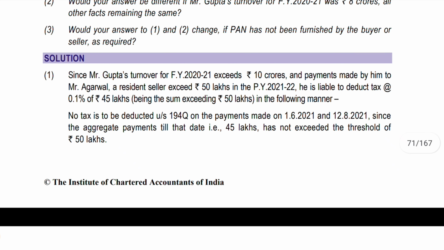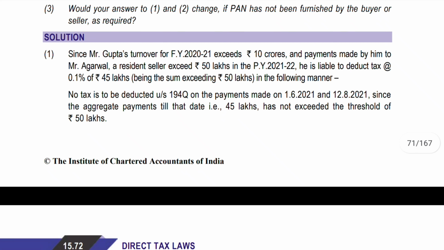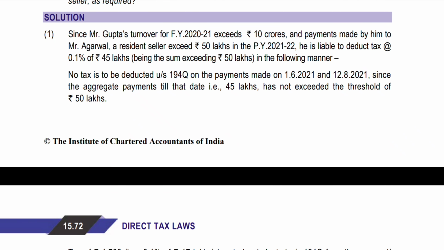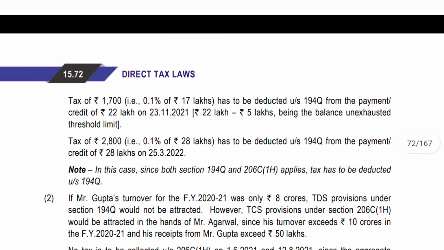So let's see, since Mr. Gupta's turnover is exceeding 10 crore and the payment is also exceeding 50 lakh, so on excess of 50 lakh, 0.1% TDS is required to be deducted. So no TDS on 1st June and 12th August because the amount is not exceeding 50 lakh as on those dates. Next, tax of 1700 is required to be deducted under 194Q, and 2800 is required to be deducted under 194Q on 25th March.